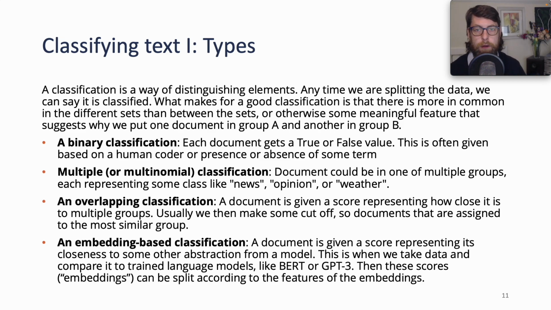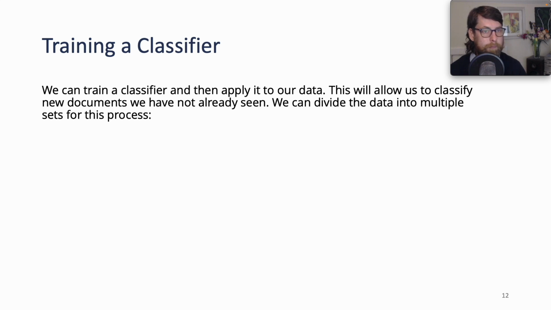But for all of these, you're then going to want to score afterwards, and then we're going to want to look at that score and see maybe how accurate it is or how effectively it classifies the material. So one of the earliest ways, or one of the more straightforward ways to do this, is to use naive Bayes classification. And that's one where we're going to train our own classifier and then apply that to the data. So this will allow us to classify new documents that we've not already seen.